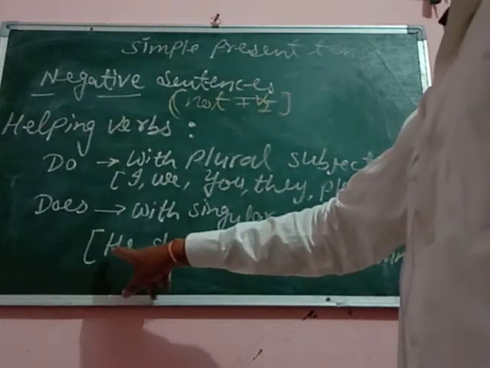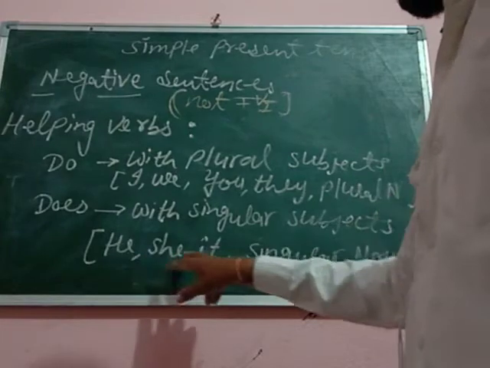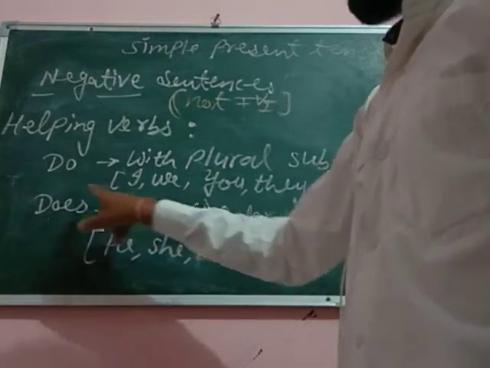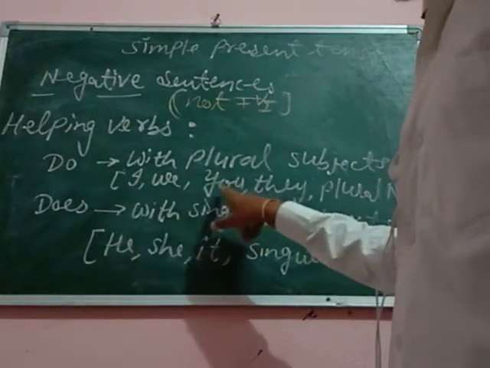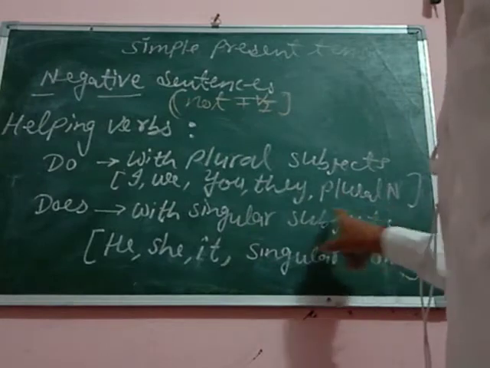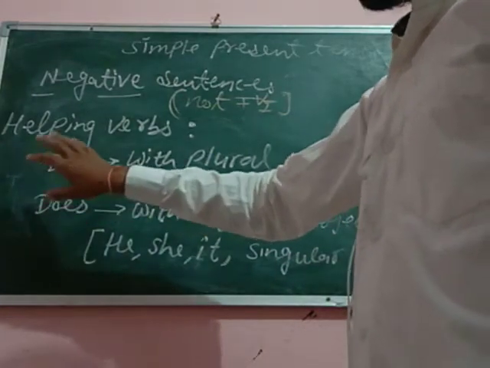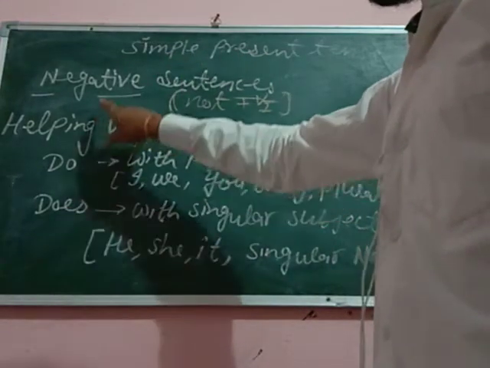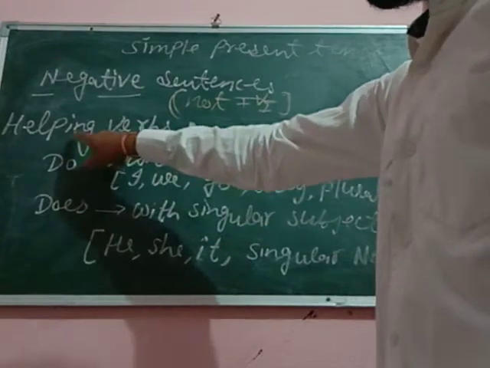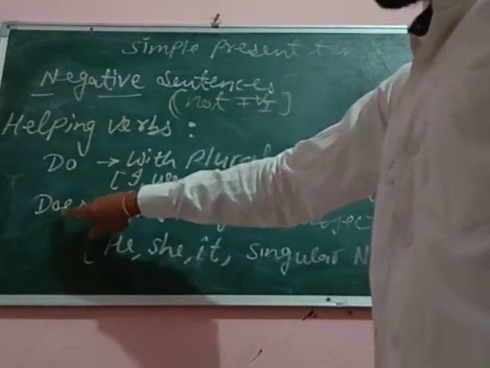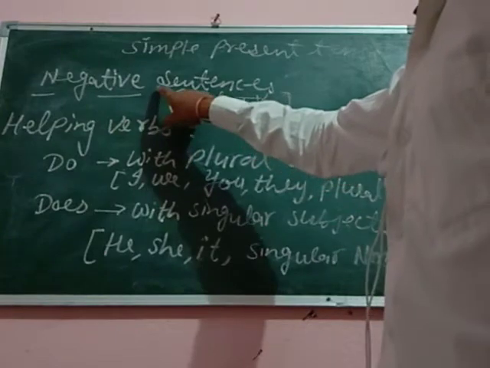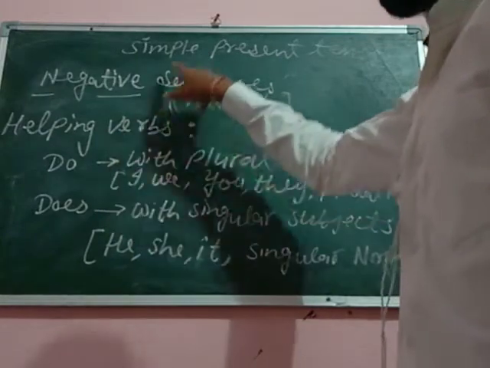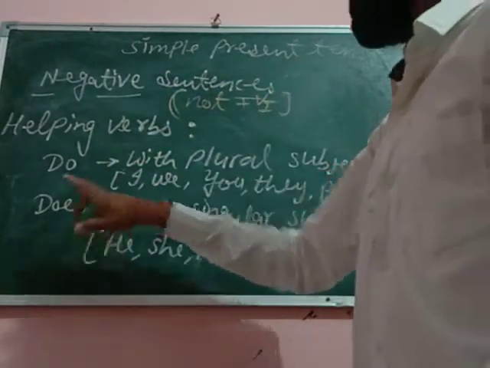If in the examination, in any question, he, she, it, or any singular noun is given, in that condition we have to use does. And if there is I or we or you or they or any plural noun, in that condition we have to use do. So which helping verbs are used in simple present tense? Do or does. But remember, the do or does helping verb is used only in negative or interrogative sentences. So there are two helping verbs which can be used in simple present tense, do or does.